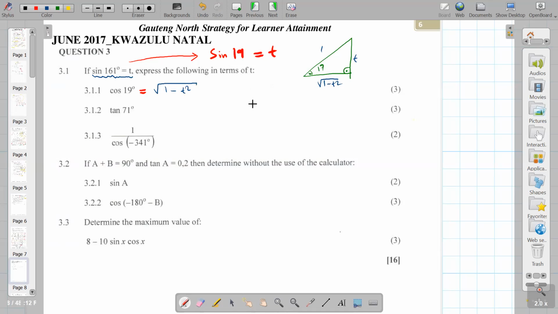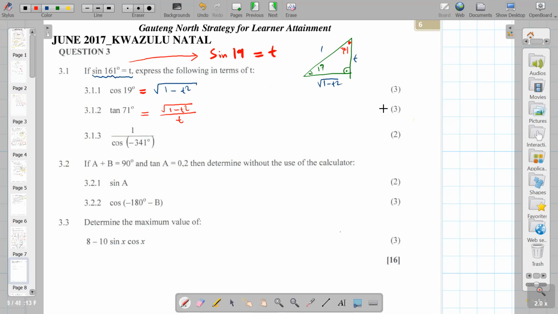Now, tangent 71, what's the relation between 71 and 19? See that angle on the top, they add up to 90. So tangent 71 is that angle. Why is it 3 marks? Because I can just write the answer straight now. What's the answer? Opposite, root 1 minus t squared, over adjacent t. Okay, I think it deserves 2 marks, not 3, but anyway. So we got that. You just write tangent 71. So it is good that we had the triangle.